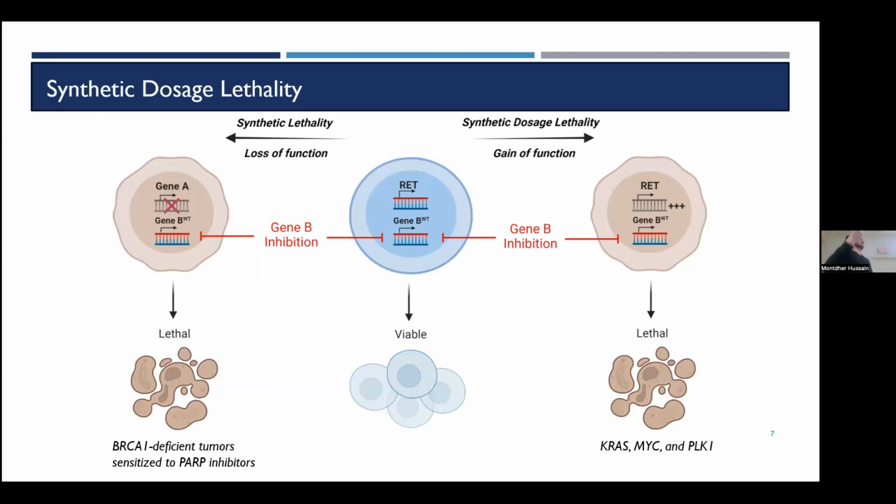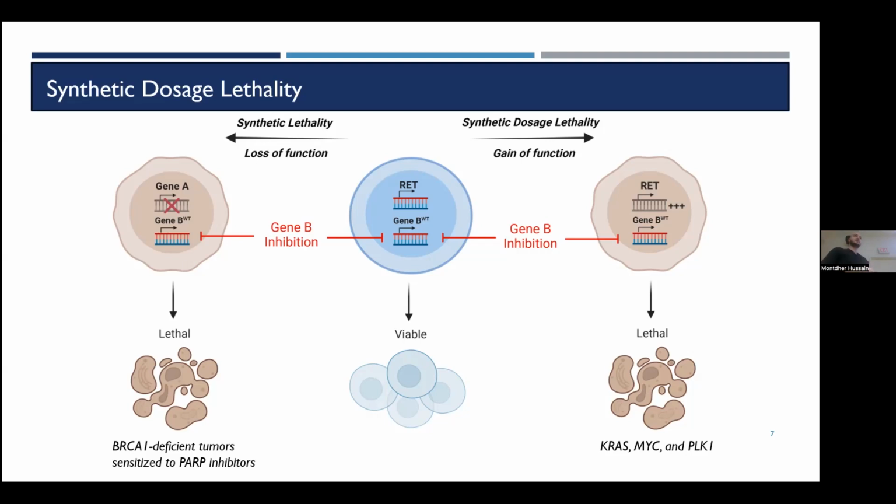So this is a closely linked concept to synthetic lethality, which many of you may be aware of. And this is a concept where if you have a normal cell, then if you inhibit a gene, we'll call it gene B, the cells remain viable. However, with synthetic lethality, where you have a loss of function alteration in your protein, it sensitizes cells to inhibition of gene B, such that when you inhibit gene B, those cells will die. And this is most well known for its clinical application, where PARP inhibitors are used to treat BRCA1 deficient tumors.